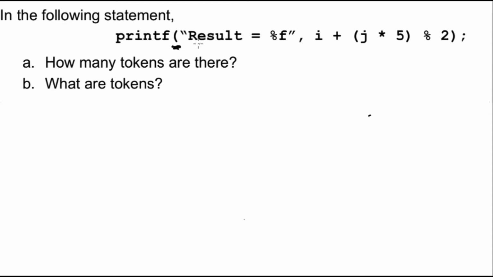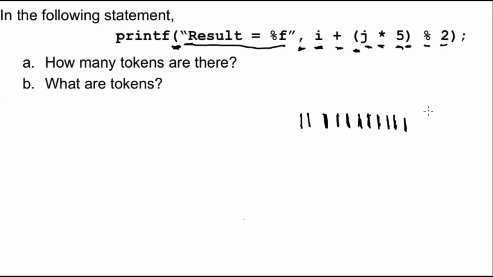Now here this is a token and this whole thing is a token, so let's count this one, 1, 2, and also this comma is a token, 3, and here we have I, that's another token, 4, and then we have a plus, that's another token, 5, and then we have this one is a token, 6, then we have J, that's a token, 7, and then we have asterisk, that's another token, 8, and we have 5, 9, and then this bracket, okay, 10, 11, 12, 13, 14.